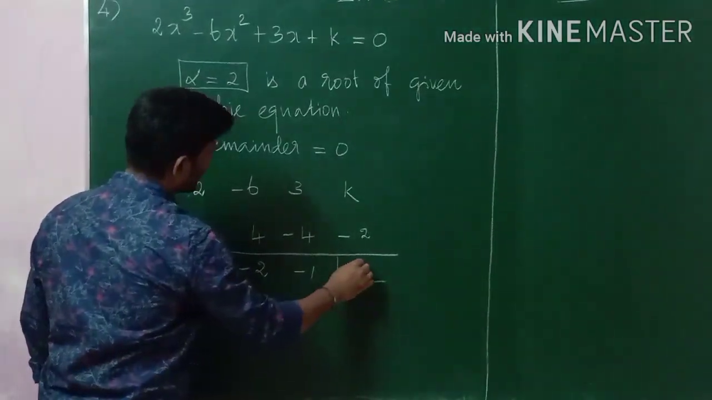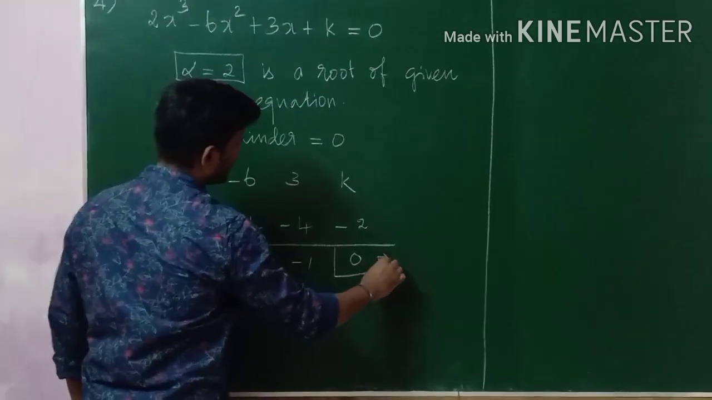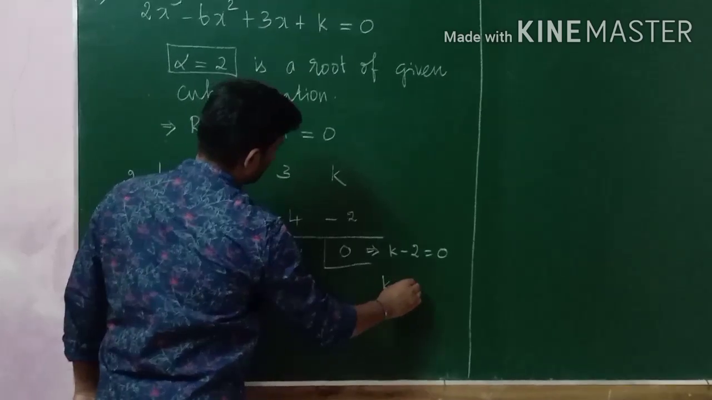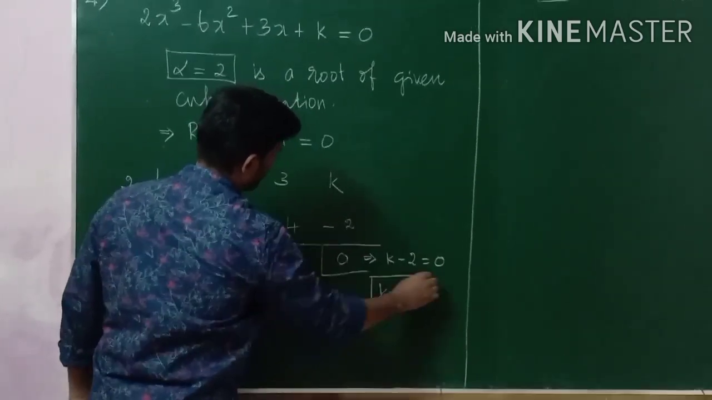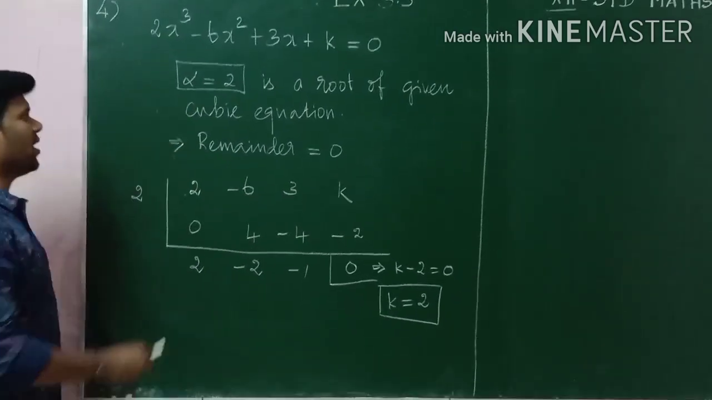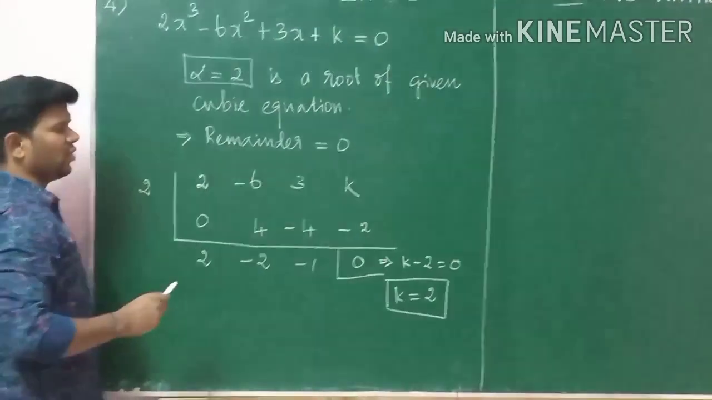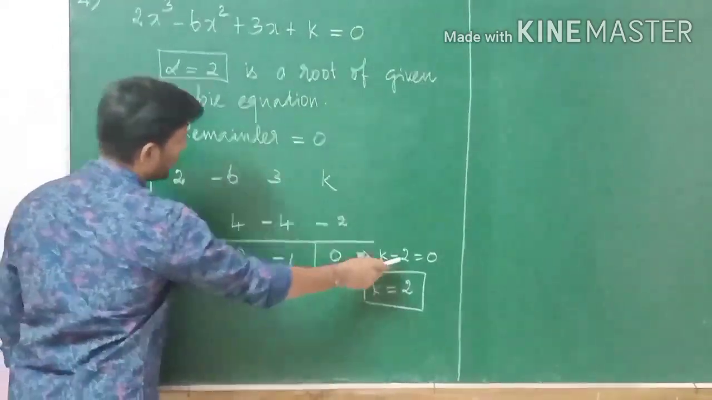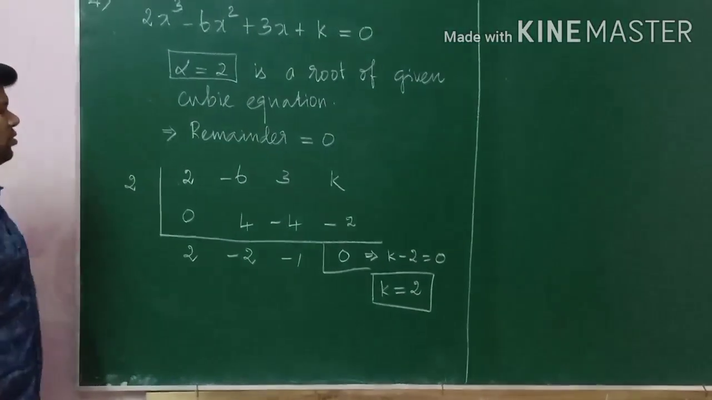We have to get the remainder 0, which implies k minus 2 equal to 0. So k is equal to 2. K must be equal to 2. Why? Because 2 is a root of the given cubic equation, which means we have to get the remainder 0. So the last step, k minus 2 equal to 0, k is equal to 2.